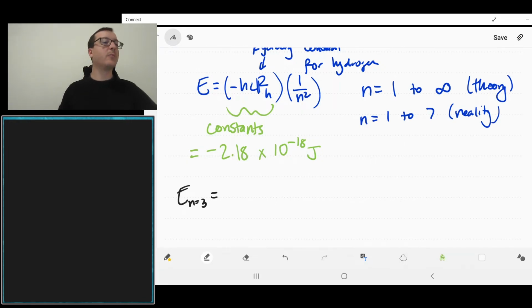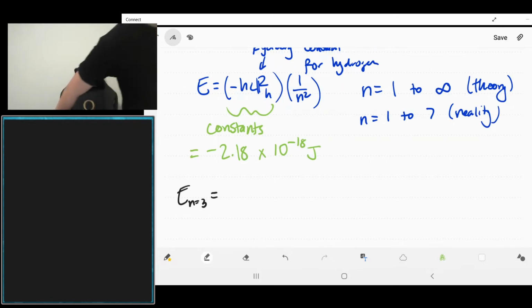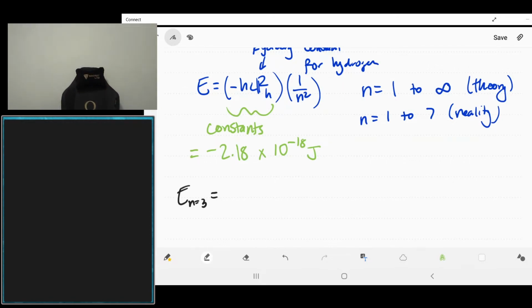Oz is having some trouble. One second, we gotta get him out. He's under the covers trying to get his way out of there. All right. There you go. Okay.